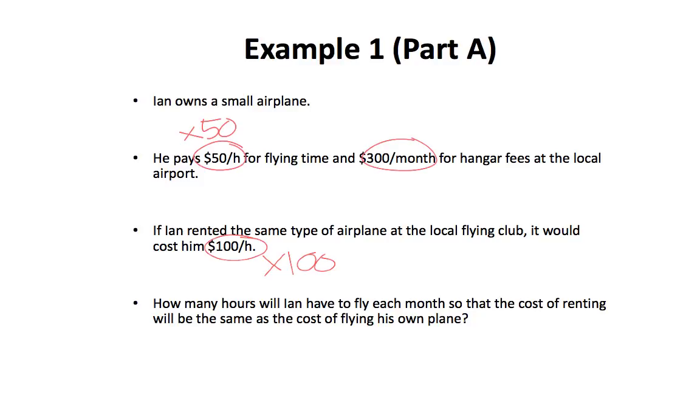In our last sentence, we have 2 variables. We have hours and we have cost. Cost is the dependent variable. I'm going to give it a letter of C because it depends on the number of hours. And hours is the independent variable, and I'm going to give that a variable of T, which is going to stand for time.